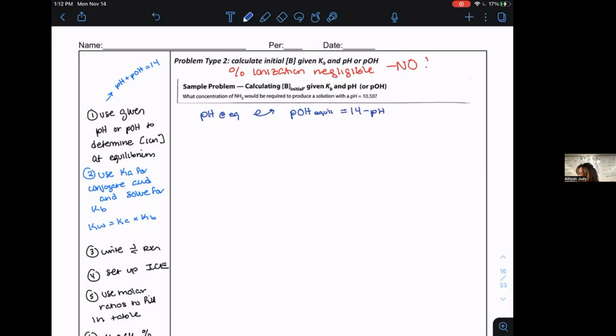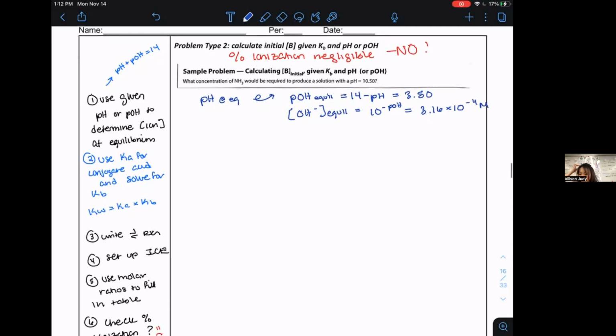And then you would get what? That equals 3.50, 2 sig figs. Then OH minus concentration at equilibrium is equal to 10 raised to the negative pOH. So you'd get a value of 3.16 times 10 to the negative fourth molarity. That would be the first step: figure out where my equilibrium status is. Because if I know one concentration at equilibrium, I can use stoichiometric ratios to figure out the other values.